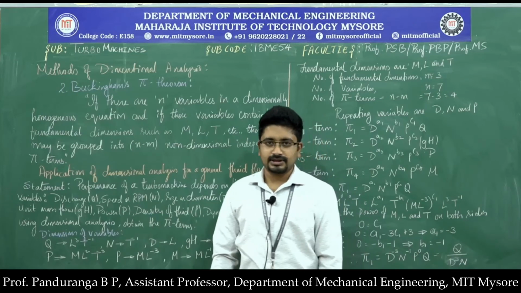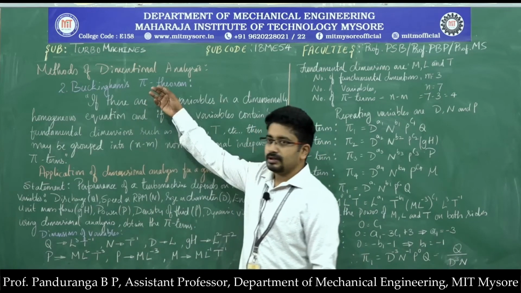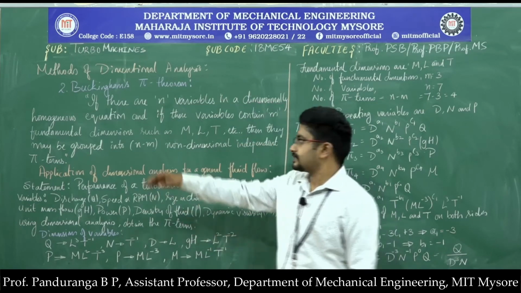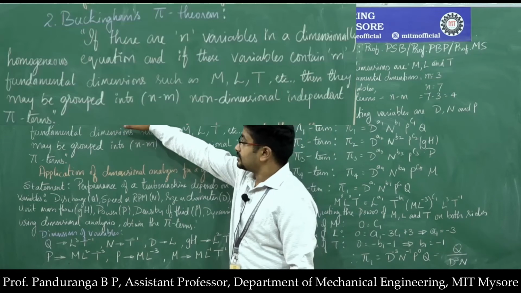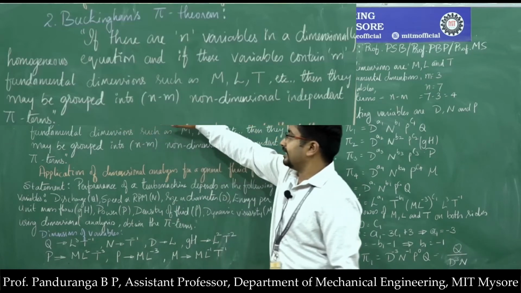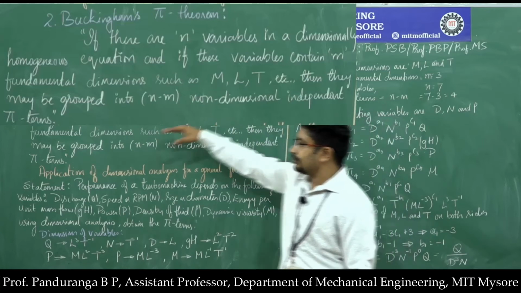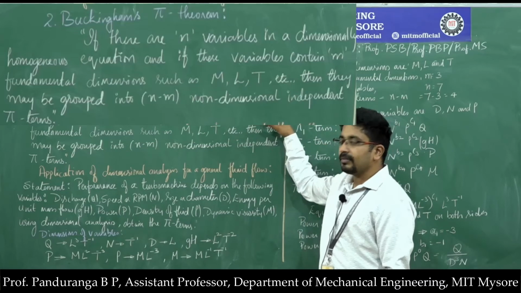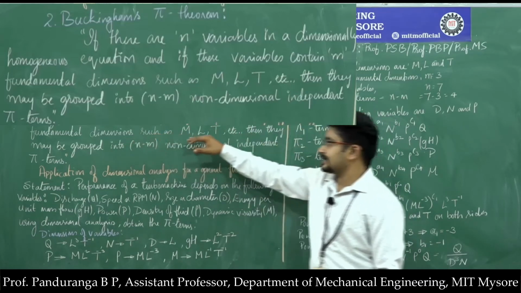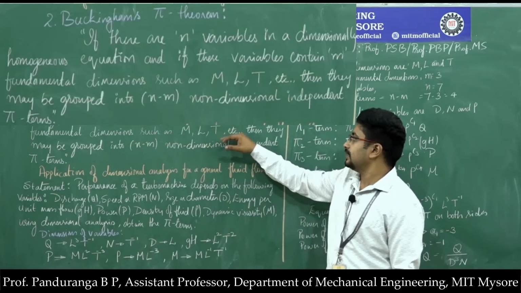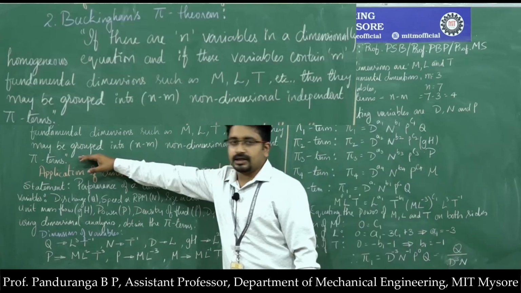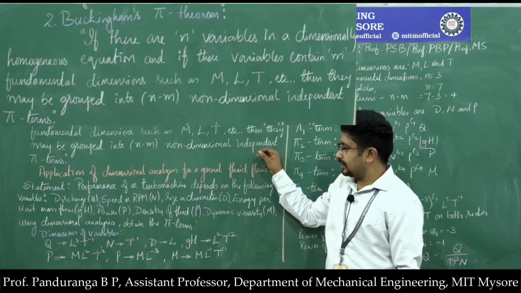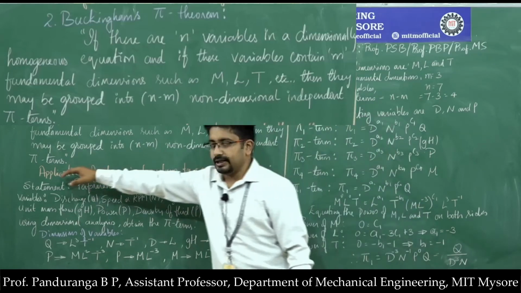The second method in dimensional analysis is the Buckingham Pi theorem. We will see this Buckingham Pi theorem with an application. So first let us see the statement of the Buckingham Pi theorem. The statement says that if there are n variables in a dimensionally homogeneous equation, and if these variables contain m fundamental dimensions such as M, L, T, theta, etc., then they may be grouped into n minus m non-dimensional independent terms called pi terms.